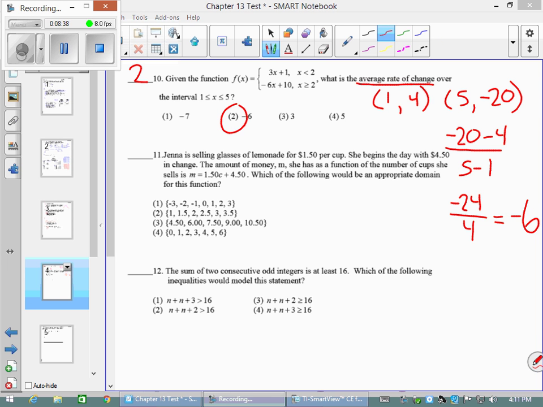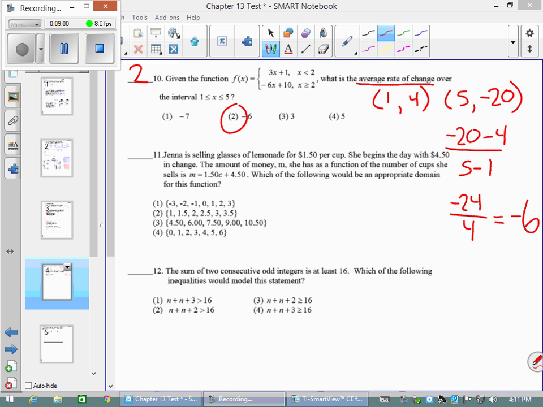For question 11, they tell us that Jen is selling lemonade for $1.50 per cup. She begins the day with $4.50 in change. The amount of money, represented by M, she has as a function of the number of cups she sells is M equals 1.5C plus 4.50. They want to know which of the following would be an appropriate domain for this function.